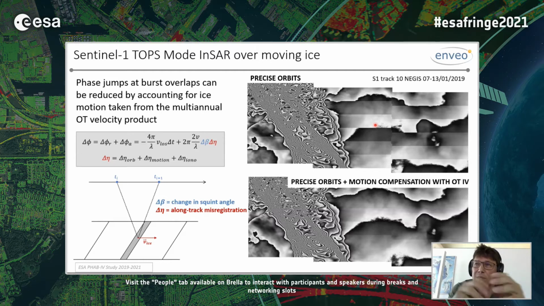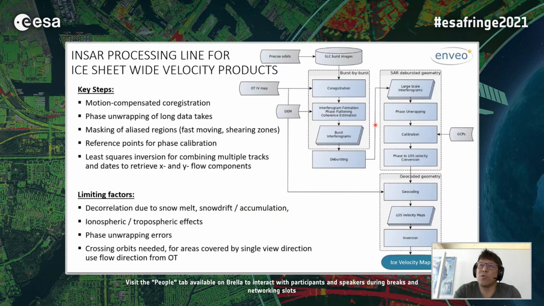We developed in an ESA study together with DTU a method where we use a motion compensated co-registration of the master and slave bursts, and the ice velocity motion used for this is taken from the multi-annual offset tracking. Here we show the overall processing line of this ice sheet wide velocity product. I will not go into detail for the different steps, but I will highlight some key steps. The major thing is that you need a smooth offset tracking velocity, which is transferred into slant range geometry and is used for co-registration. And this reduces almost all the phase jumps at the burst interfaces.